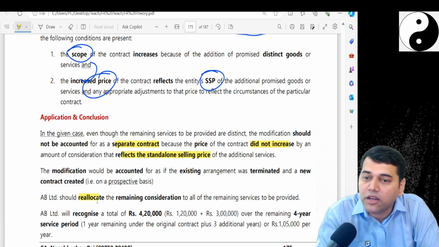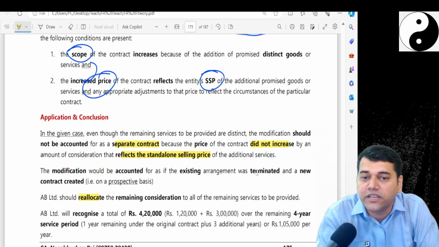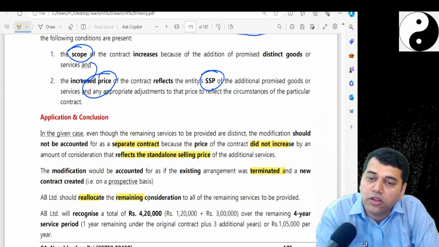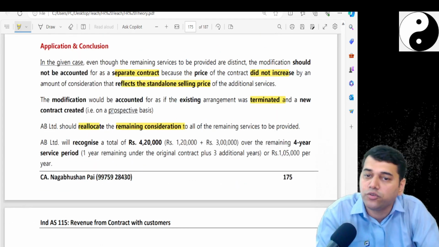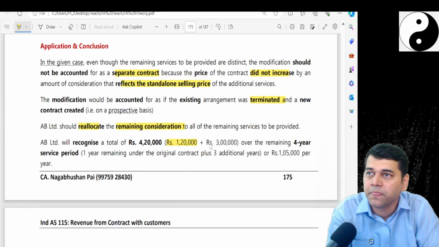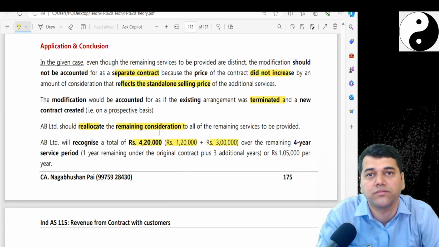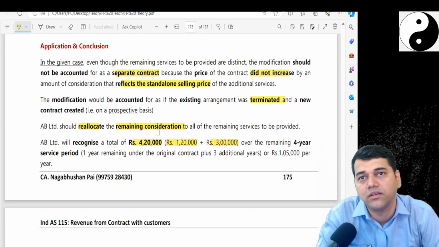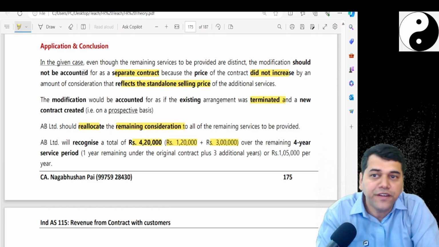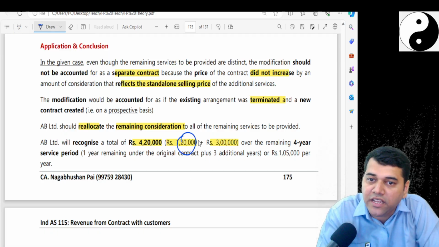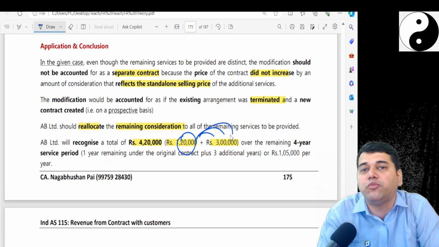So you should treat it as a termination of the existing and creation of a new. AB should reallocate the remaining consideration to the remaining services. So you have 1 lakh 20 in the existing plus 3 lakh in the new. So 4 lakh 20 will be distributed over 4 years. Have you understood? Understand, 4 lakh 20 will be distributed. That means this 20 also gets distributed over 3 more years.